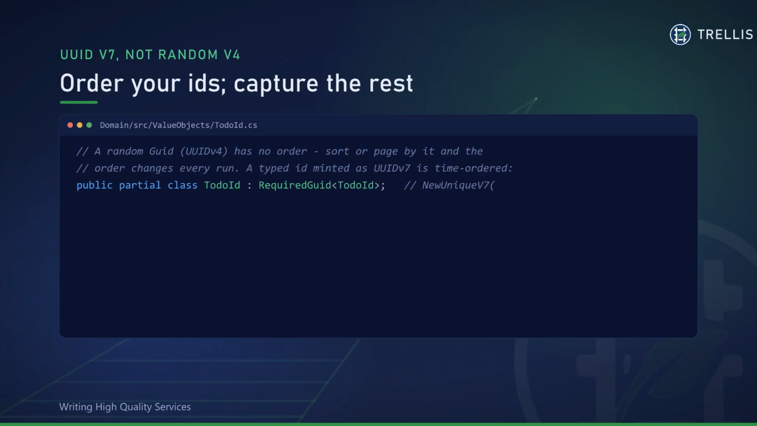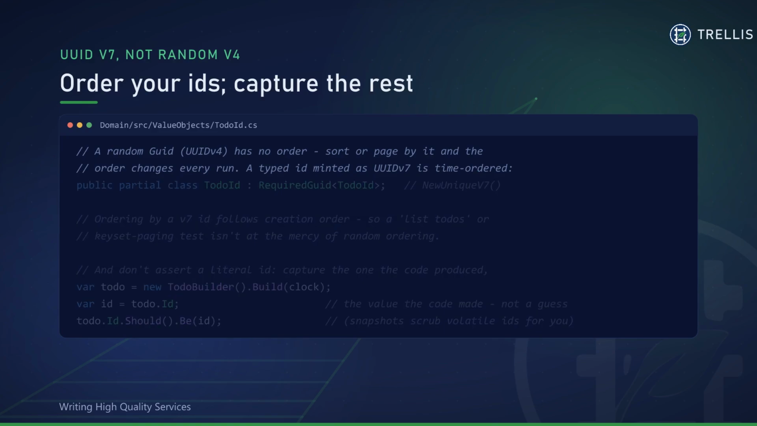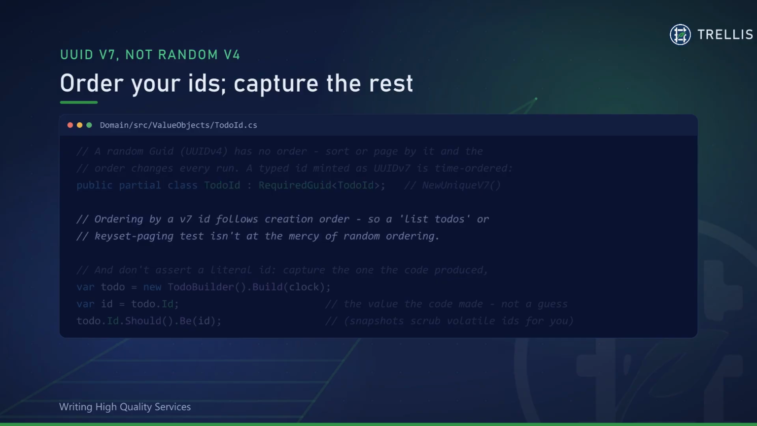Next, identity. And here I want to be precise, because a GUID by itself isn't really the problem. The problem is a random, unordered one. A standard new GUID, a version 4 GUID, is random, with no order at all. So the instant a test sorts or pages by ID, the order comes back different every run. The fix is a typed ID minted as a UUID version 7, still globally unique, but time-ordered. Now ordering follows creation order, so a list-todos or keyset paging test is deterministic instead of random.